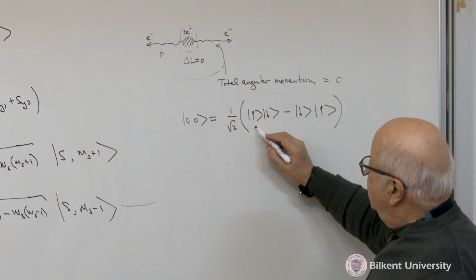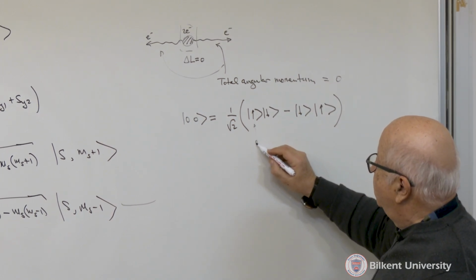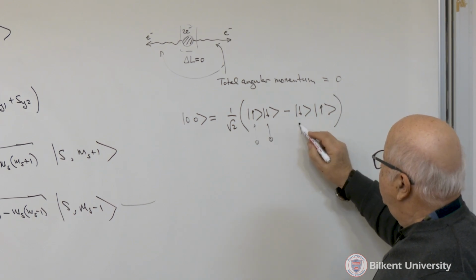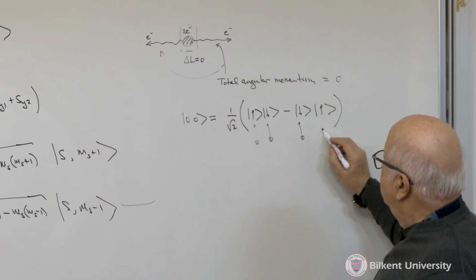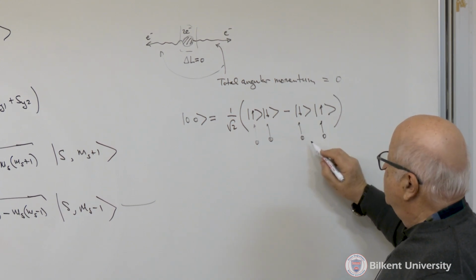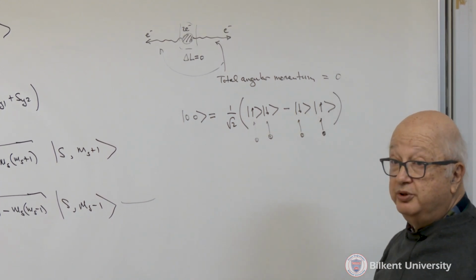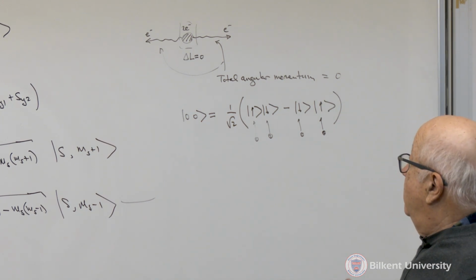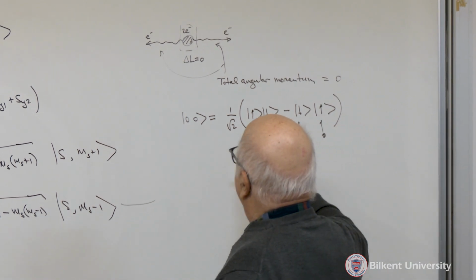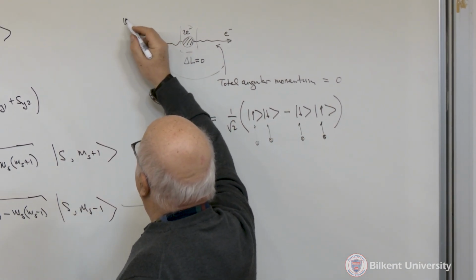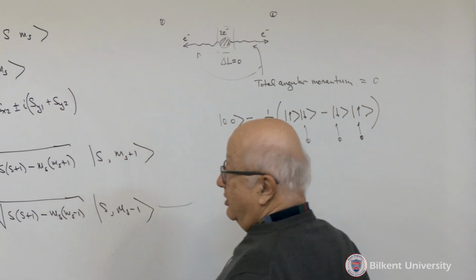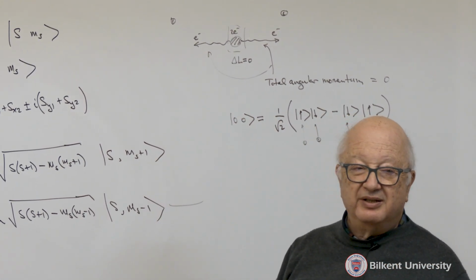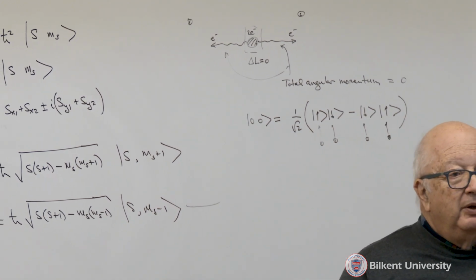Now, you see this is the state of the first electron. That is the state of the second electron. That is the state of the first electron. That is the state of the second electron. So it's a superposition of these 2 states. Now, I'll call this one the first electron and this one the second electron, or the electron going left and the electron going right, instead of calling it first and second.